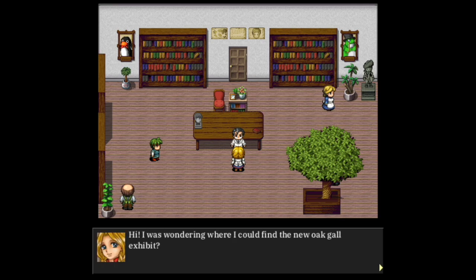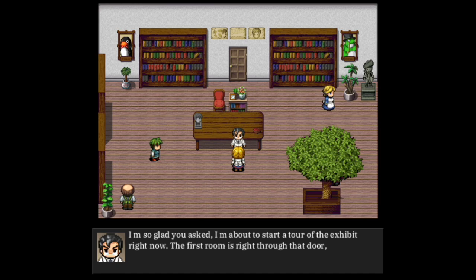Hi, I was wondering where I could find the new oak gall exhibit. I'm so glad you asked. I'm about to start a tour of the exhibit right now. The first room is right through that door. After you.